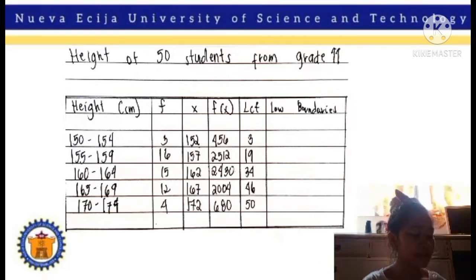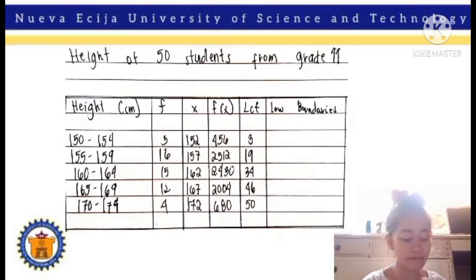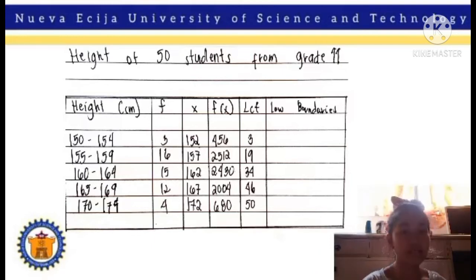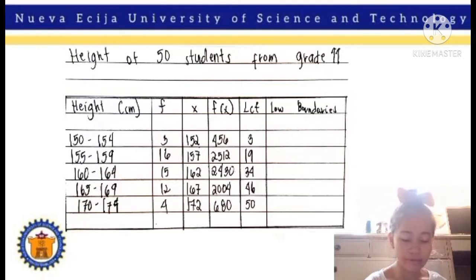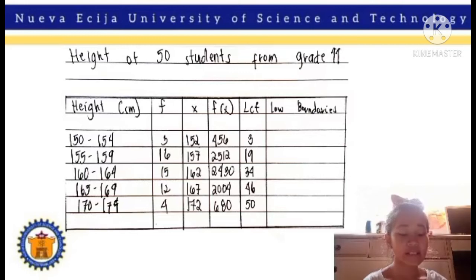And we will now get the cumulative frequency. To get that, we will just copy the lowest number and add it to the next frequency. We will just copy the 3. 3 plus 16 is 19. 19 plus 15 equals 34. 34 plus 12 is 46. 46 plus 4 is 50. Now we have the cumulative frequency.